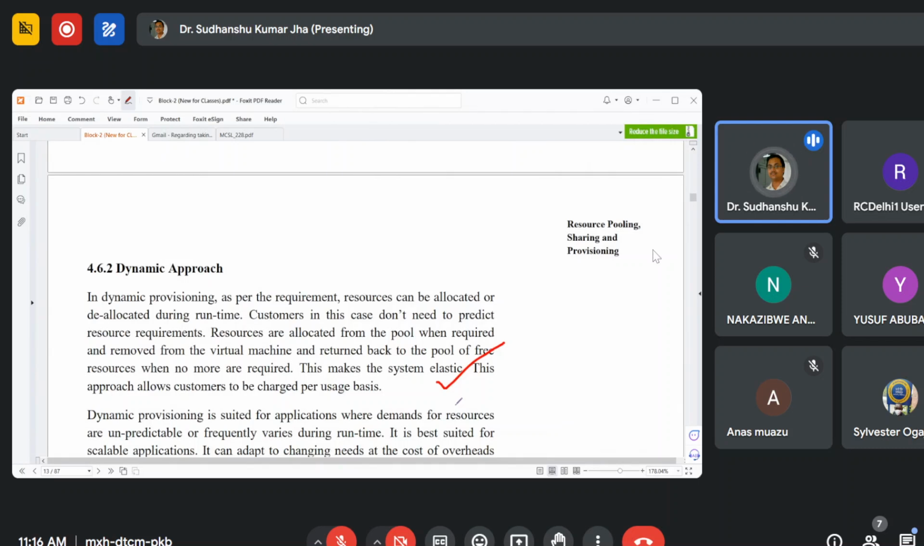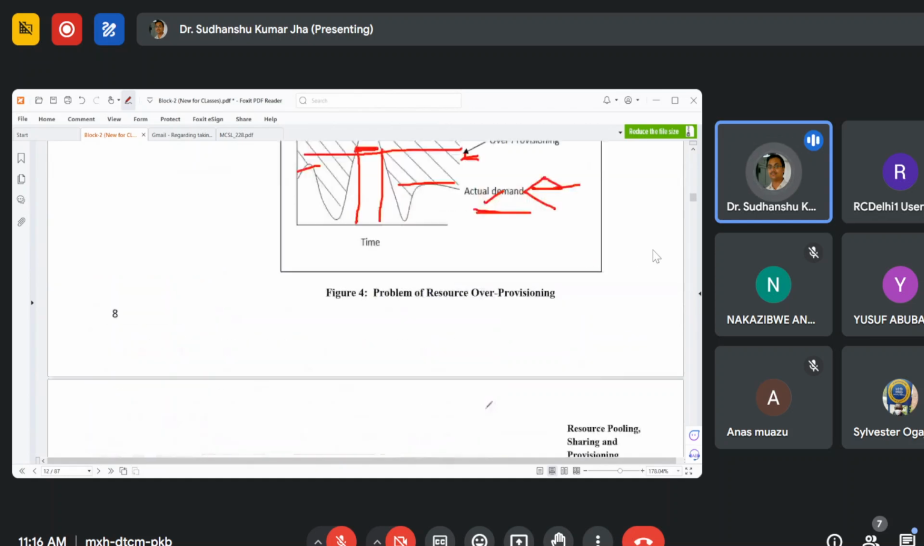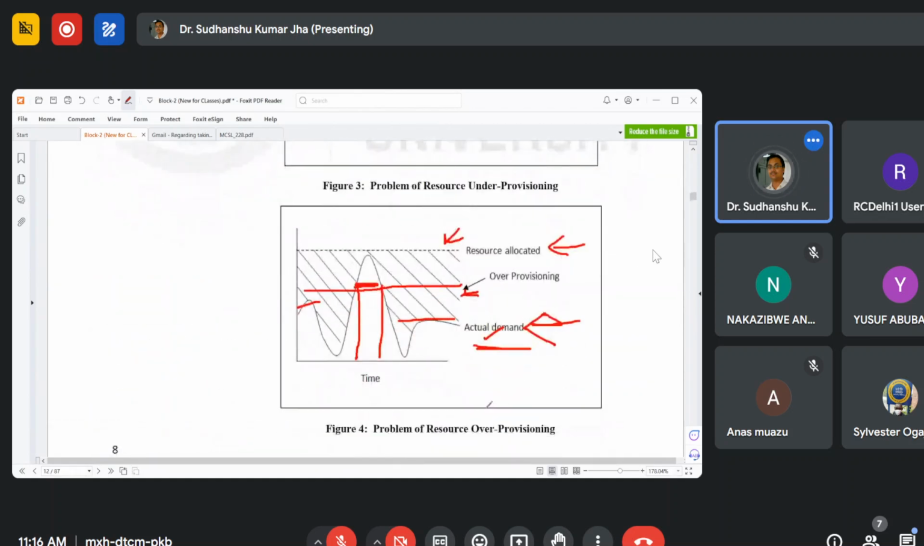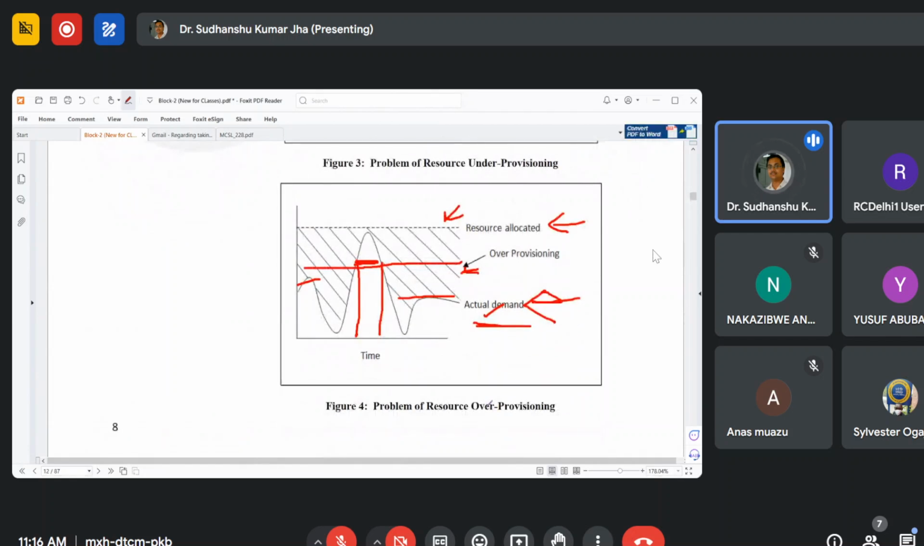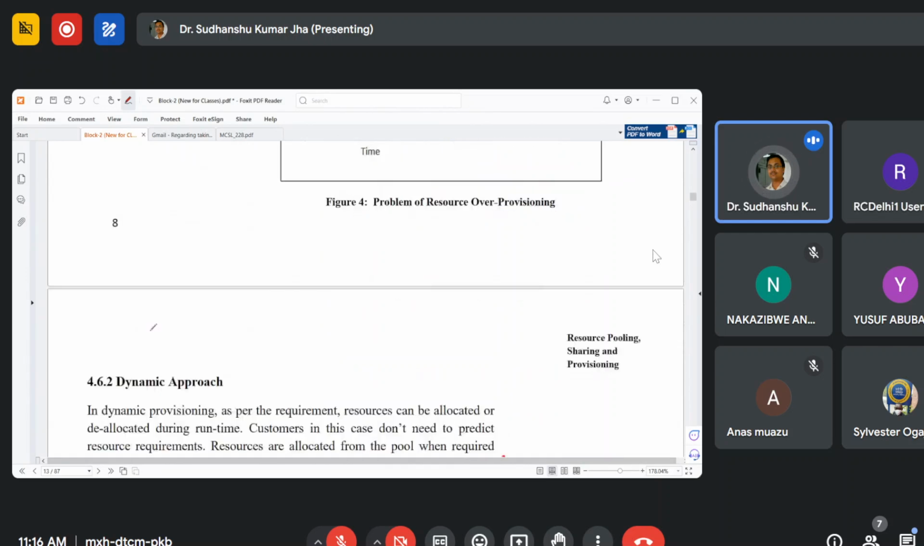So which approach should we go with? The static approach or the dynamic approach, the under-provisioning approach or the over-provisioning approach? The thing is that you cannot predict in advance. You cannot predict that after 1 hour of execution, you are jumping into an under-provisioning or an over-provisioning situation. So that's why we have another kind of approach that is known as the dynamic approach.